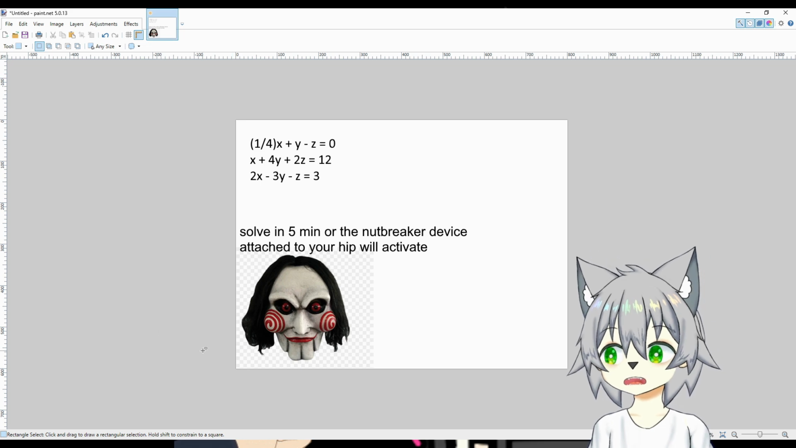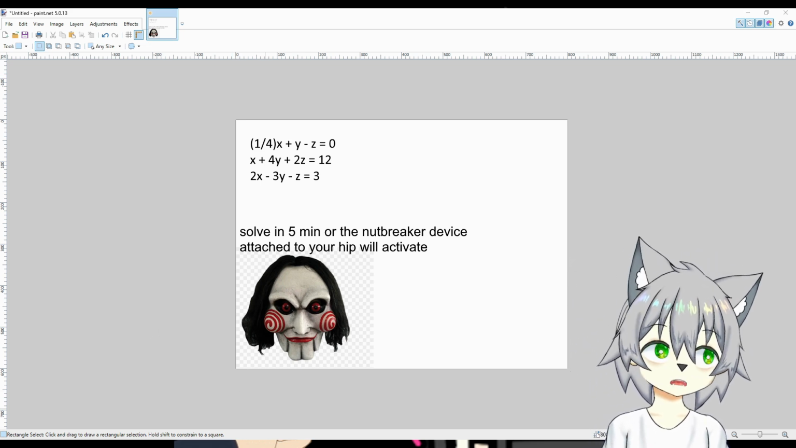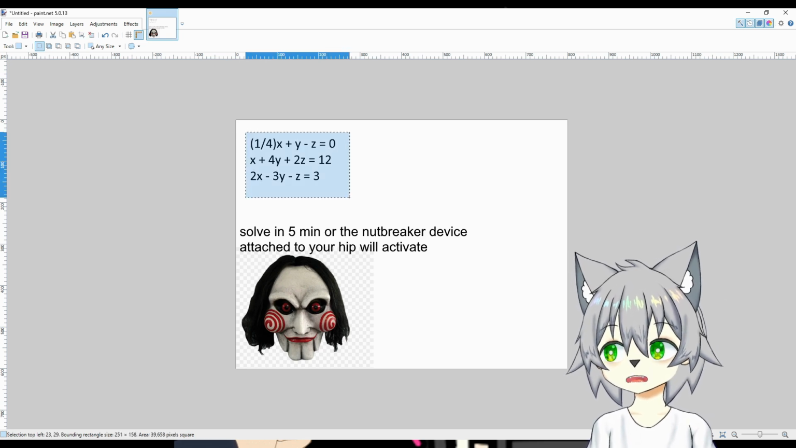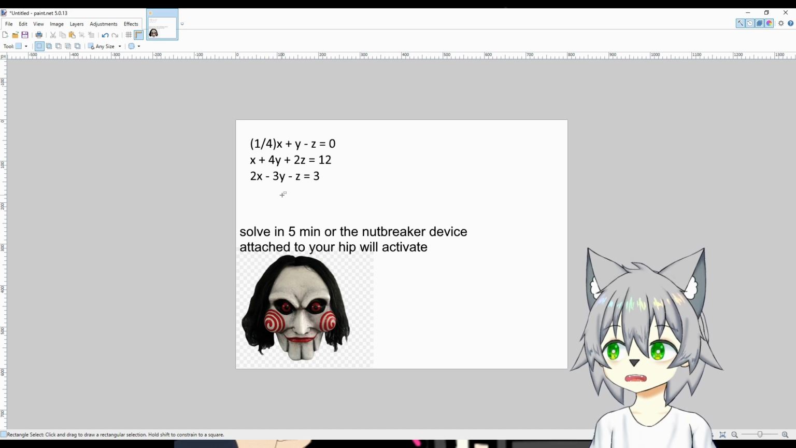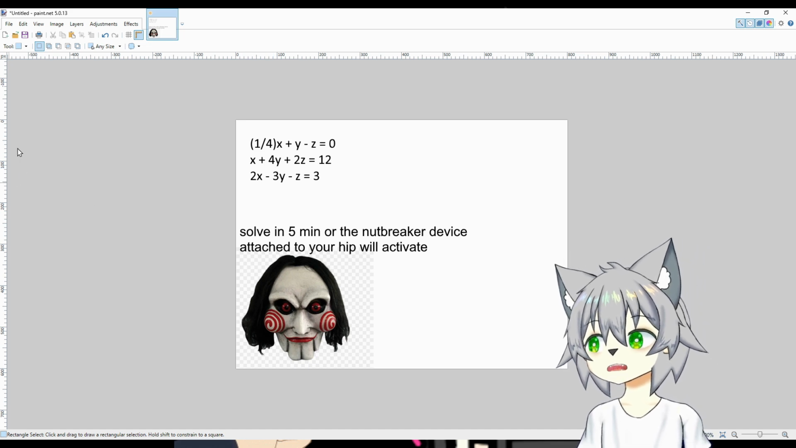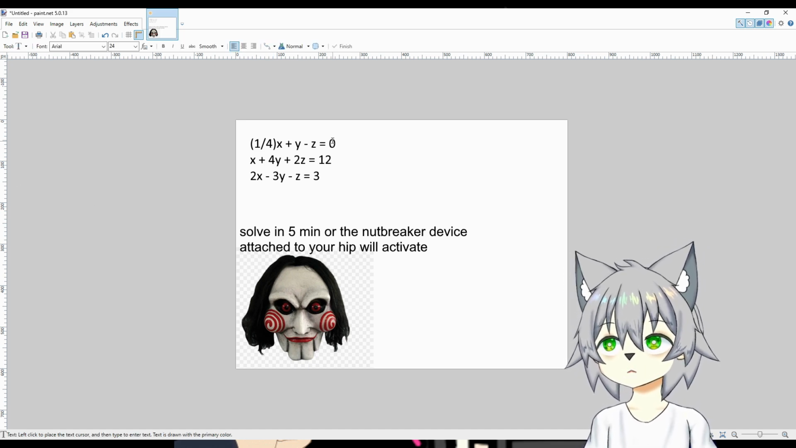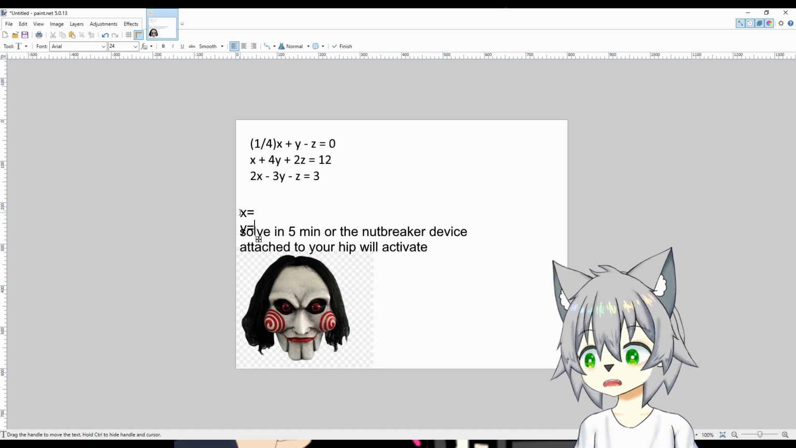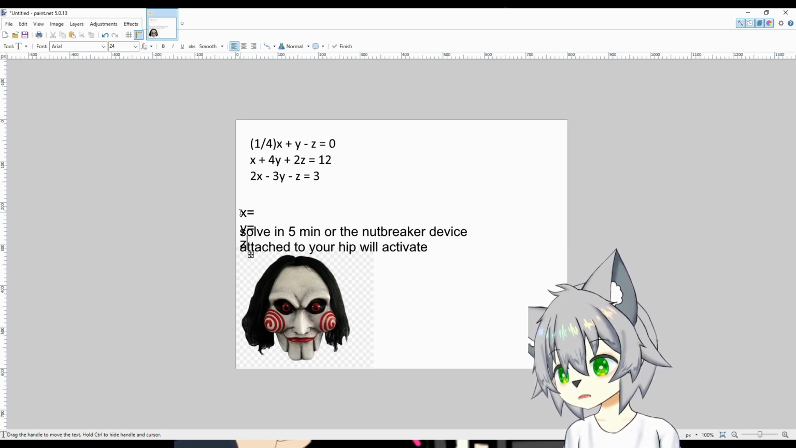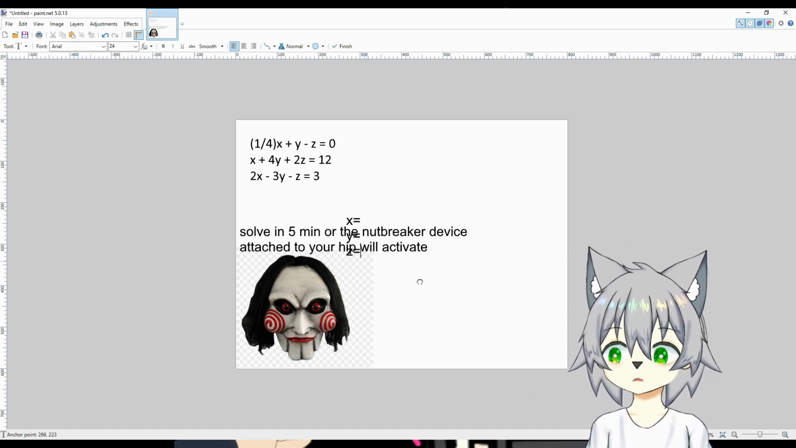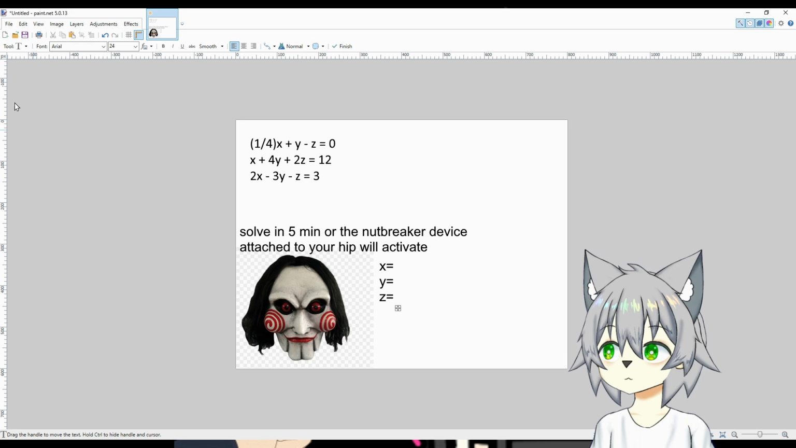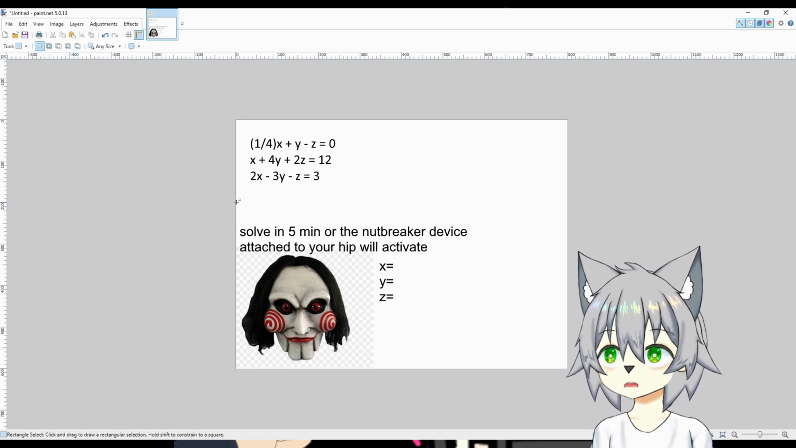And you might be wondering about the system of equations here. You might be looking at this crazy thing thinking, how do I solve this? What does it mean? Well, we're basically trying to find out what x equals, what y equals, and what z equals. Let's just move this a bit here. Now, how on earth would you go about it?